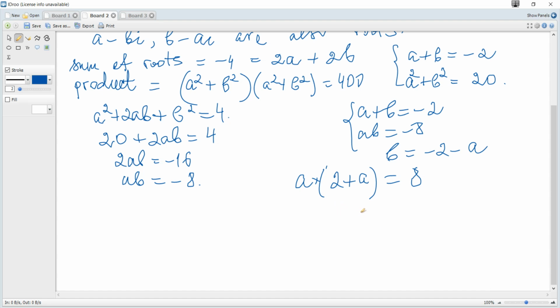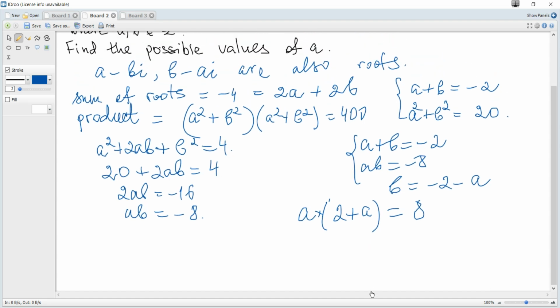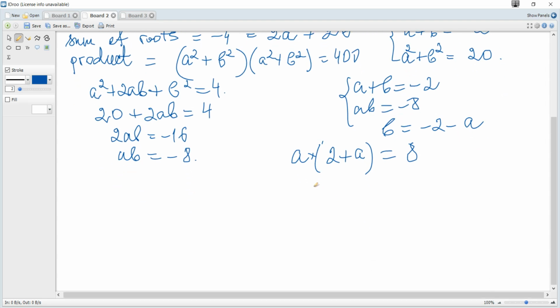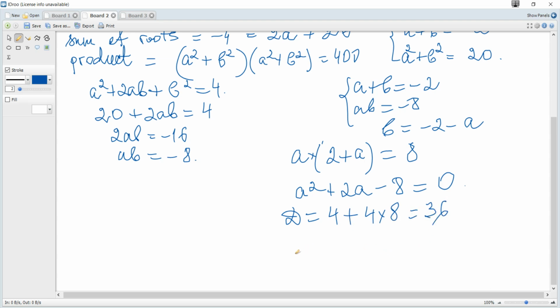So the product is equal to 8, or actually let's solve with the discriminant. So it becomes a squared plus 2a minus 8 is equal to 0. The discriminant is b squared minus 4ac, so it's 36.